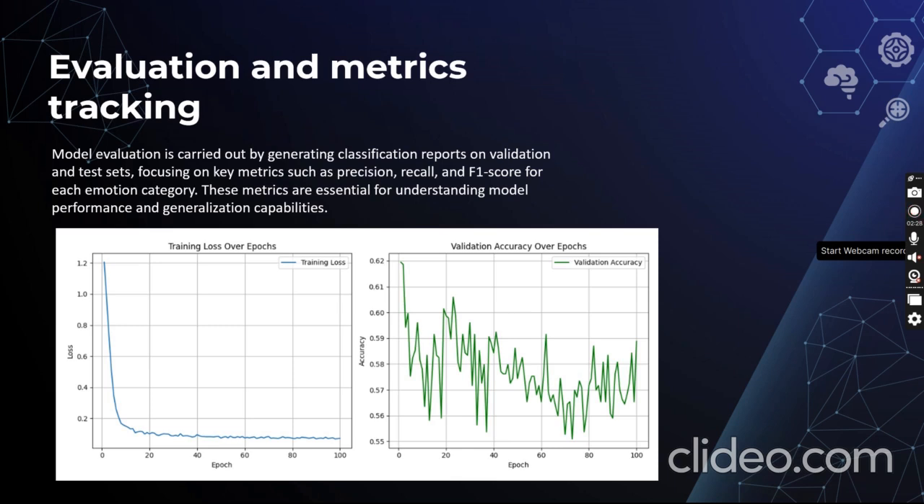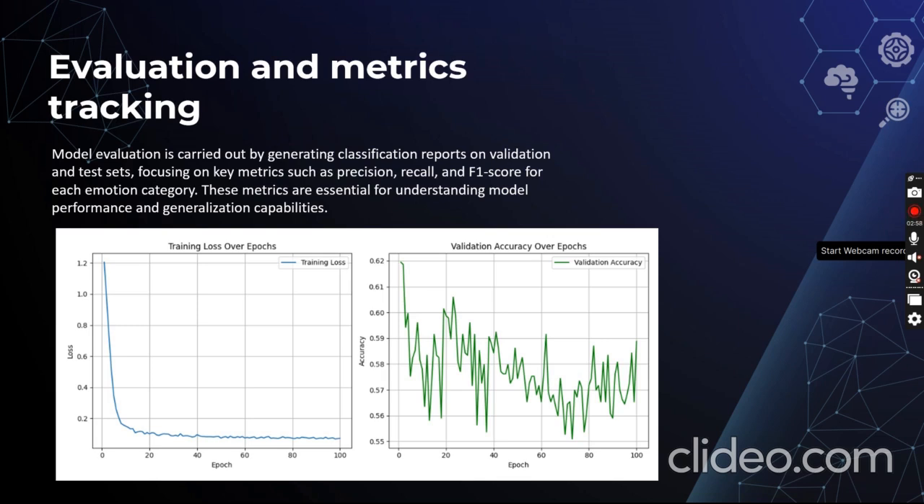Here we can see the graphs of training loss over epochs and validation accuracy over epochs. So in the training loss over epochs, the training loss starts at around 1.2 and rapidly decreases within the first 10 to 20 epochs. Then it gradually levels off and stabilizes near 0.08. It indicates that the model is learning from the training data effectively and minimizing the error over time. The flattening curve shows that further training doesn't significantly reduce loss after a certain point.